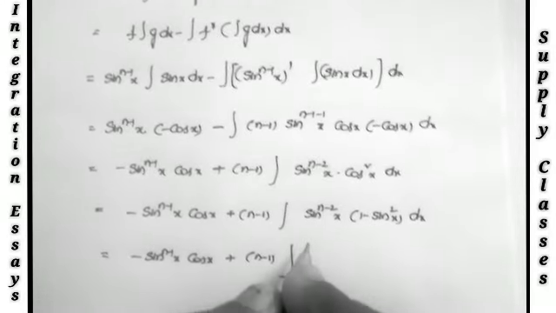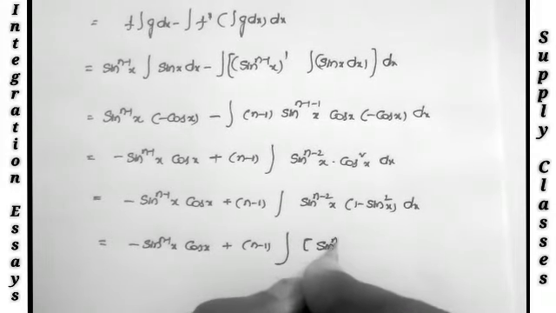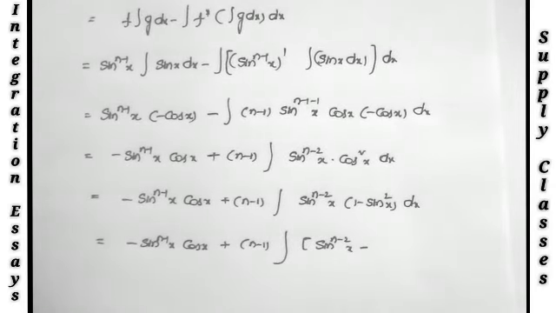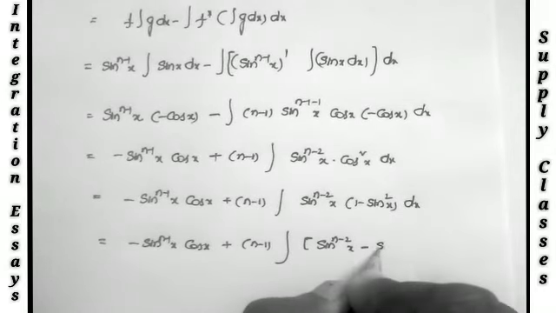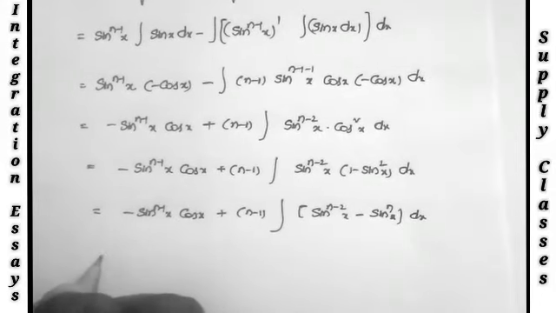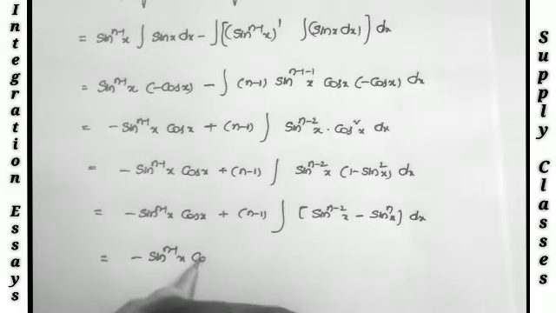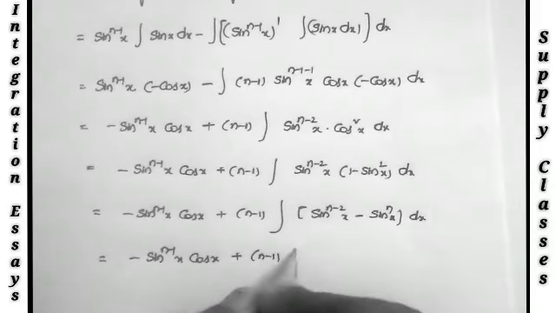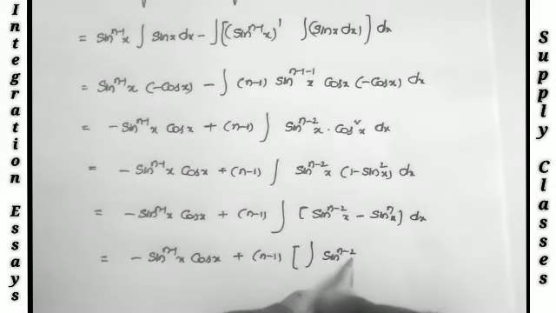This is equal to minus sin^(n-1) x cos x plus n minus 1 into integral. Now multiplying the values here, sin^(n-2) into 1 is sin^(n-2) x, minus sin^(n-2) into sin squared is equal to sin^n x dx. Okay, and this is equal to minus sin^(n-1) x cos x plus n minus 1 into, just separating the integration for both the values here, integral sin^(n-2) x dx.